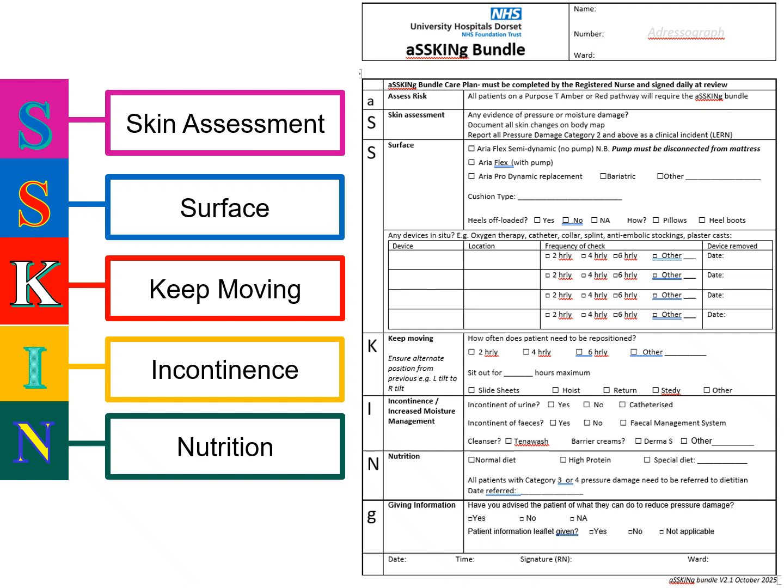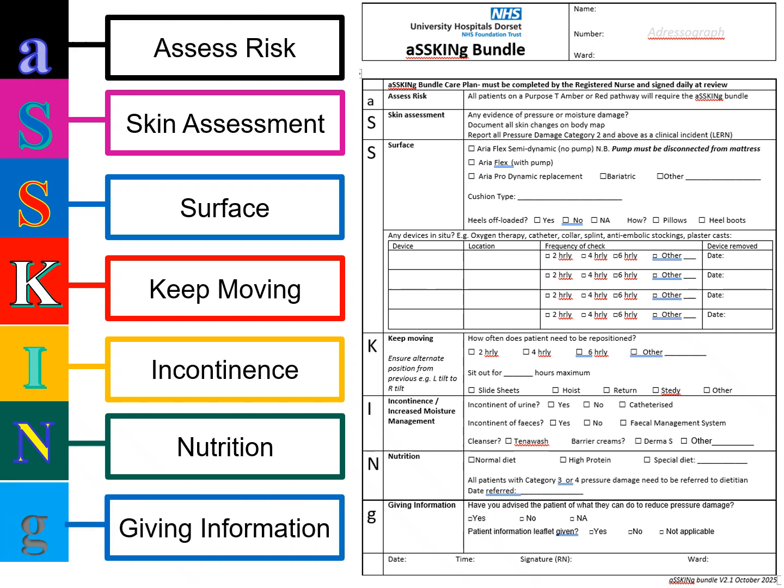You're all already familiar with the aSSKIng of the Skin Bundle. This new UHD version has simply added the A for Assess Risk, and you already complete the PURPOSE T, and G for Giving Information. This reminds us all to ensure that patient education and advice is given together with the patient information leaflet, and affords the space to document this concisely.